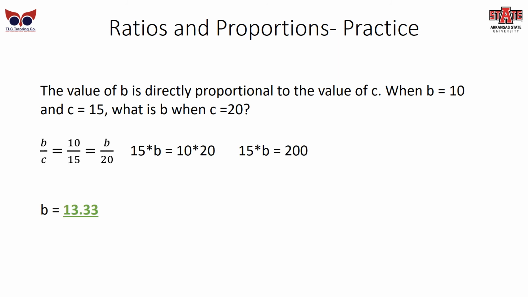So as we said, being directly proportional means it would be B over C. If B increases, C also has to increase. So we know that it's 10 to 15, and we need to find B over 20. 15 times B is equal to 10 times 20. 15 times B is equal to 200. B is 13.33.